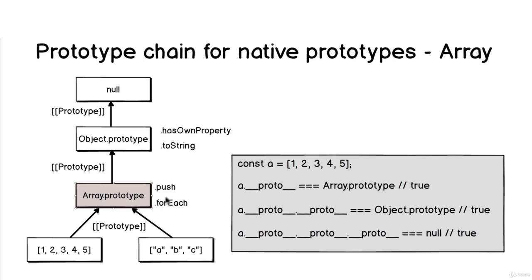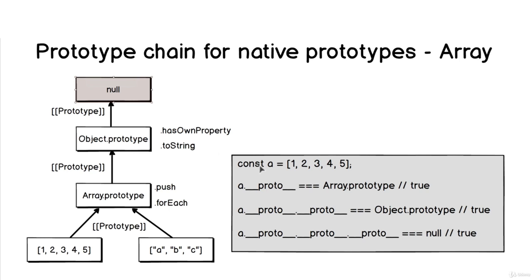Array.prototype has its own prototype, and it is Object.prototype. And inside of the Object.prototype, there are methods that are also available for every instance of the array because of inheritance. And the prototype of the Object.prototype is null. And we have already discussed this.